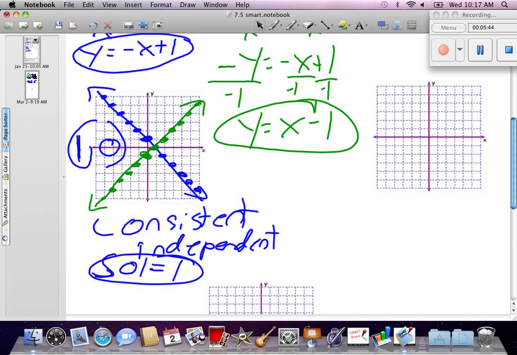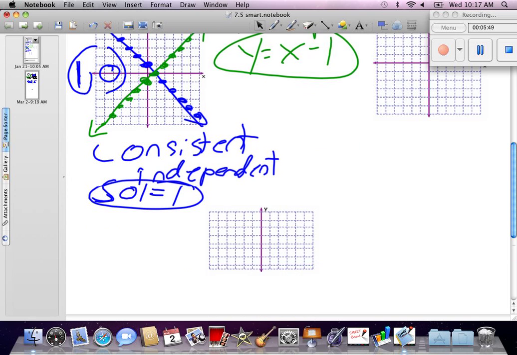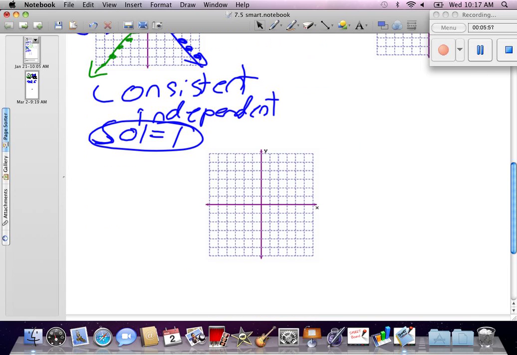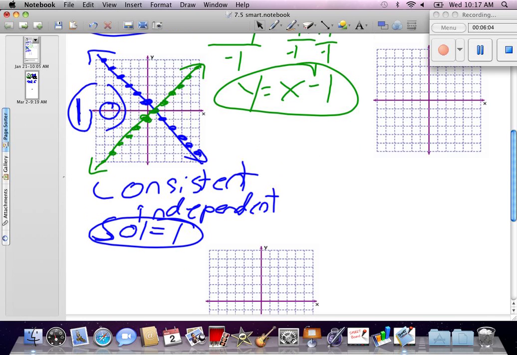Next graph. How did you get 1? Because it crosses once, so I know it has one solution. What is the 1 and 0? Solution, S-O-L. Consistent independent. The 1 and 0, that's the x value is 1, y value is 0, for this point right here. You went over 1, up 0. That's the point. That's where it crosses.